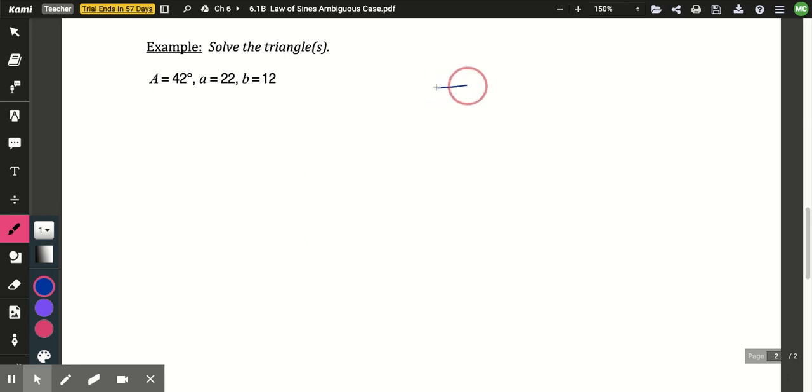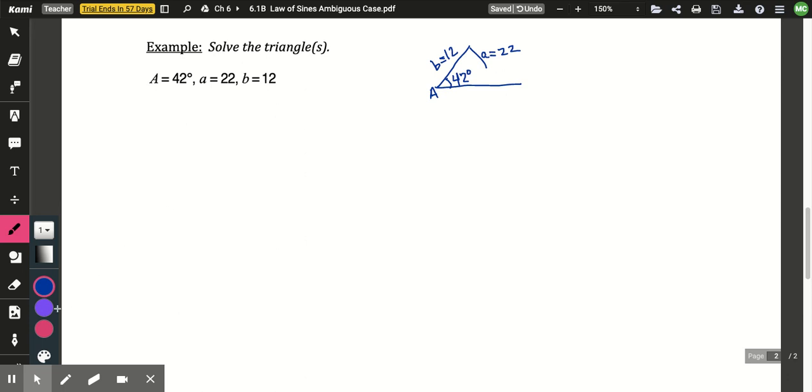So I'm going to go ahead and draw my picture here out to the side, just in case I need extra space. The angle given is 42 degrees, so I'm going to label that 42 degrees. This is angle A, so the side across from it is side a, which is 22. And then the side that's next to it would be side b, which is 12.